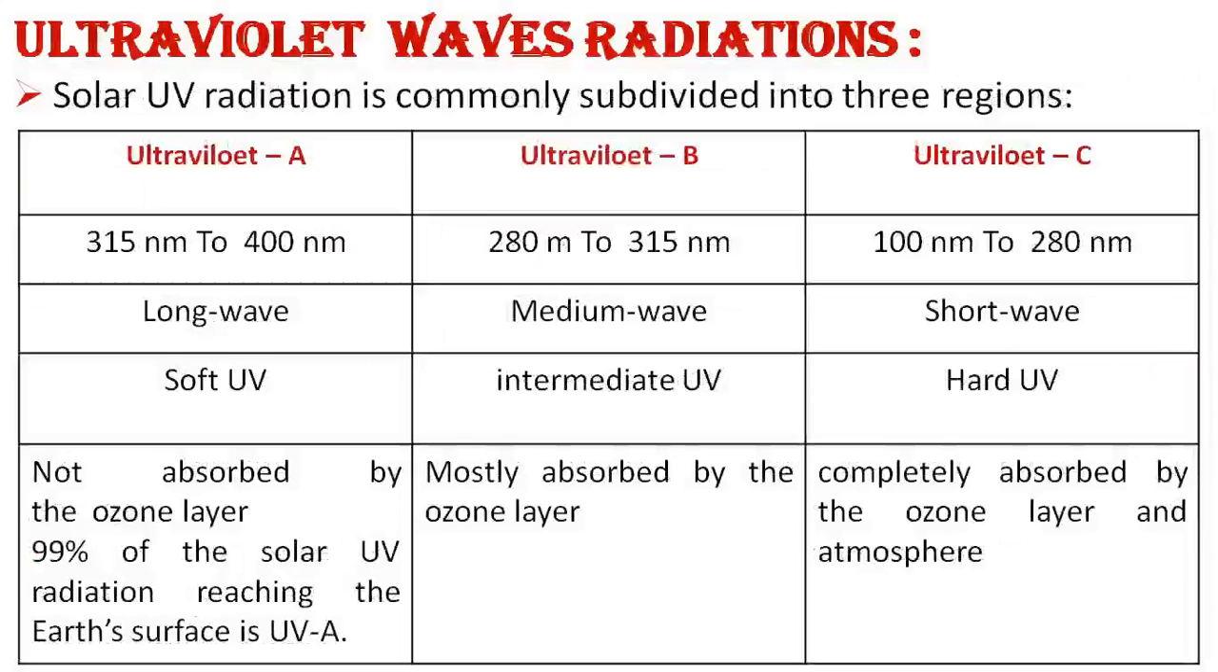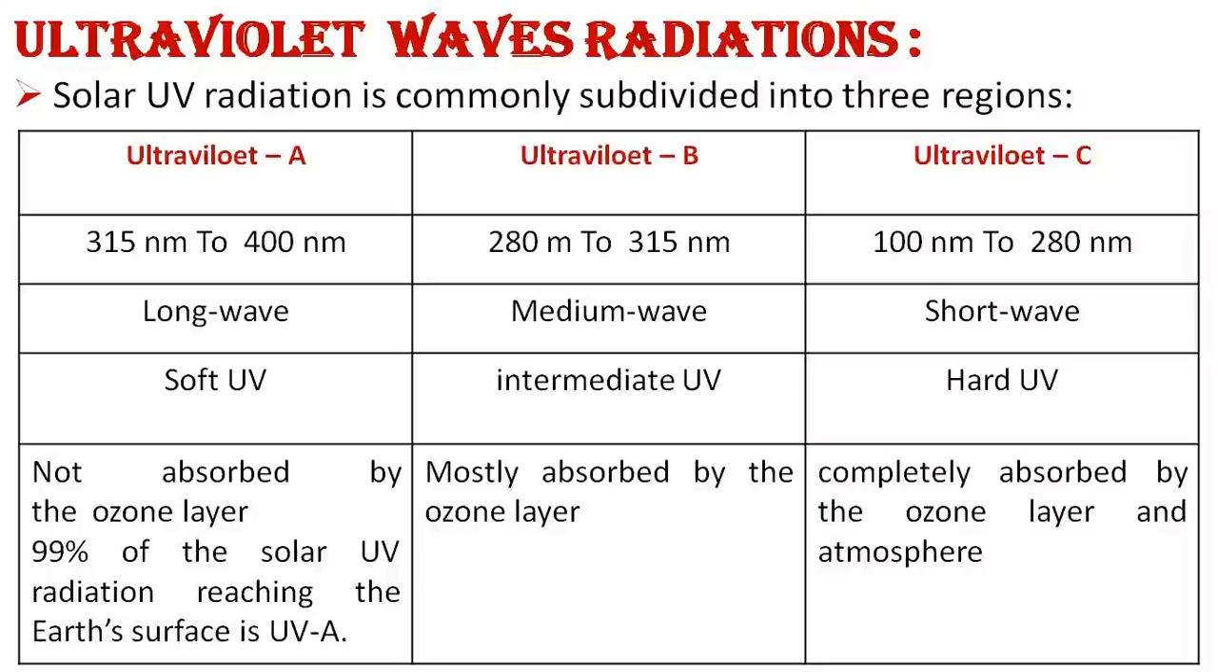So, ultraviolet waves are categorized into parts: ultraviolet A, ultraviolet B, and ultraviolet C. So, it has the four categories. The first, UVA, has a wavelength range of 315 nanometers to 400 nanometers. It is the long wave, soft UV, not absorbed by the ozone layer. 99% of the solar UV radiation reaching the Earth's surface is UVA.